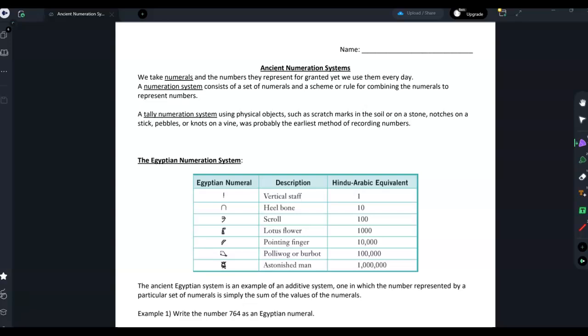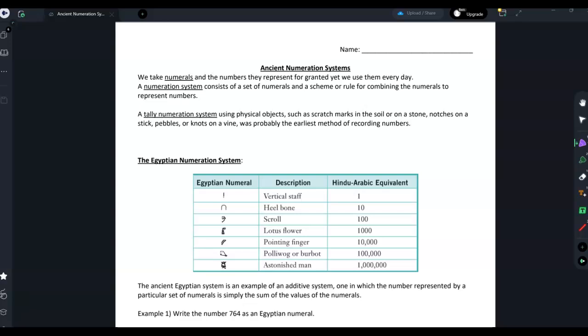In a tally system, using physical objects, you could have scratch marks on a stick or in the soil or on a stone, notches on a stick, pebbles, knots on a vine. Those were probably some of the earliest methods of recording numbers.